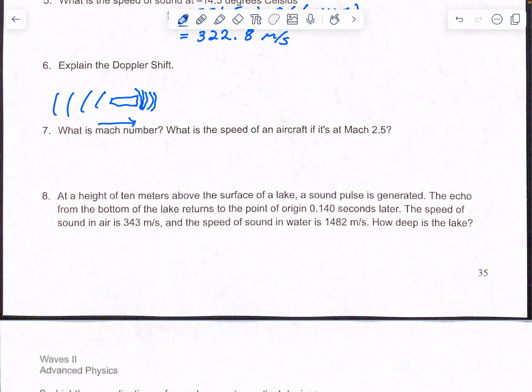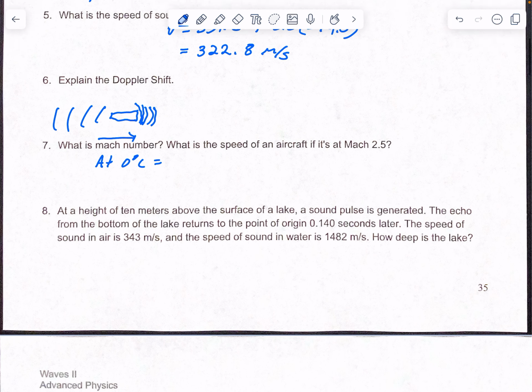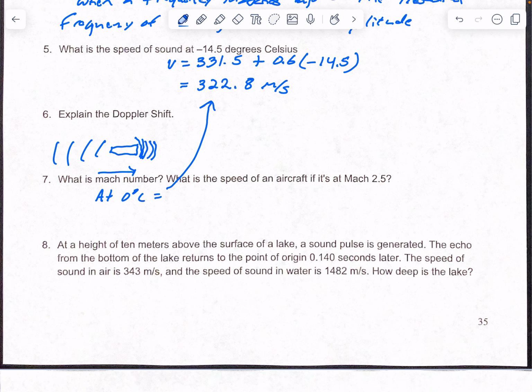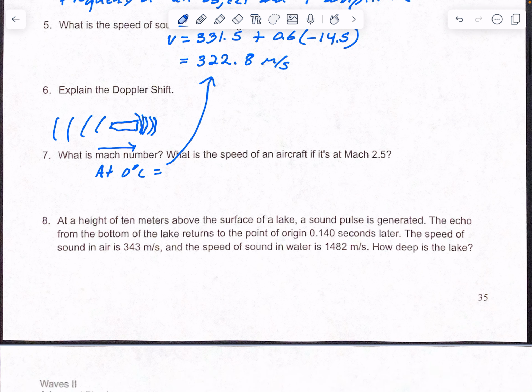Number seven, what is the Mach number? What is the speed of an aircraft at Mach 2.5? So Mach is the speed of sound at a certain temperature. At 0 degrees Celsius, you could use that same equation here, and you would get basically 332 meters per second. Now, if we gave you a certain temperature, let's say what is Mach at 5 degrees Celsius, then you'd have to use that equation again, figure out what the speed of sound is at that temperature, because that is your new speed of sound. For now, we're just using the 0 degrees Celsius one.